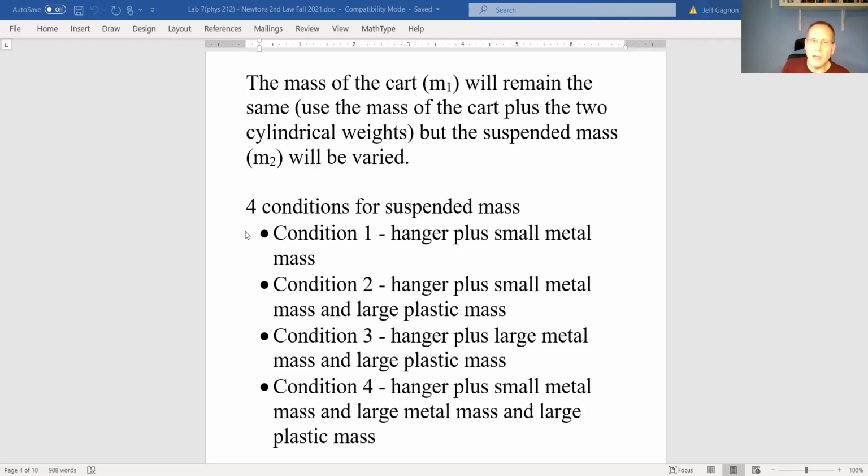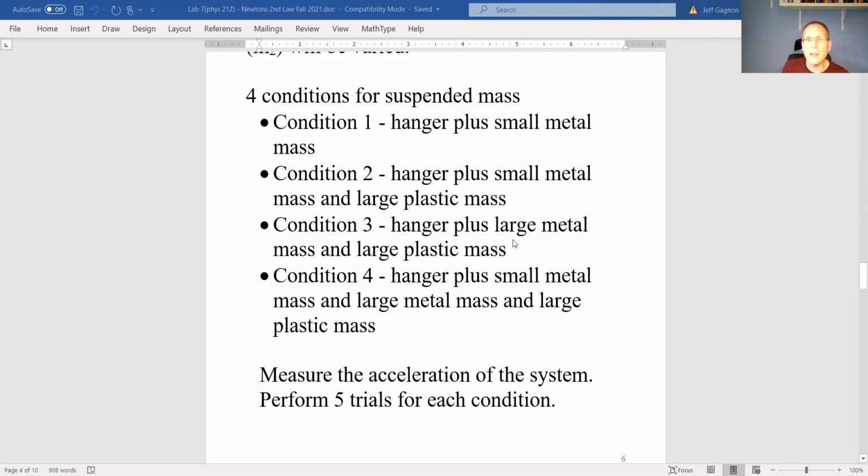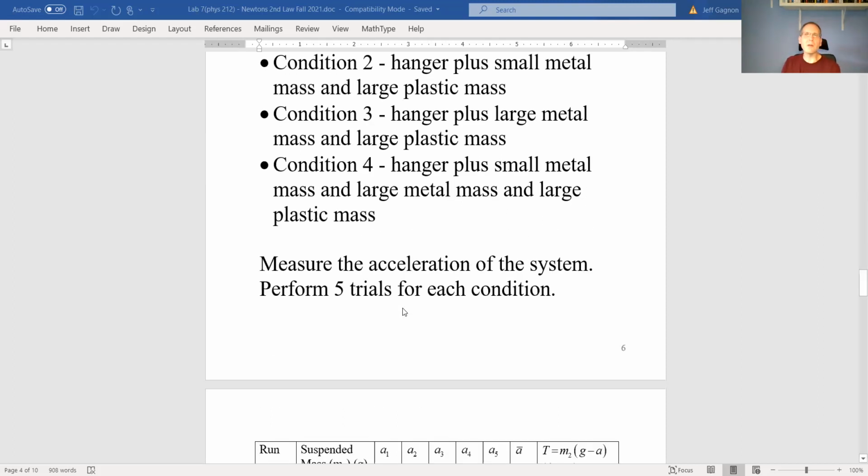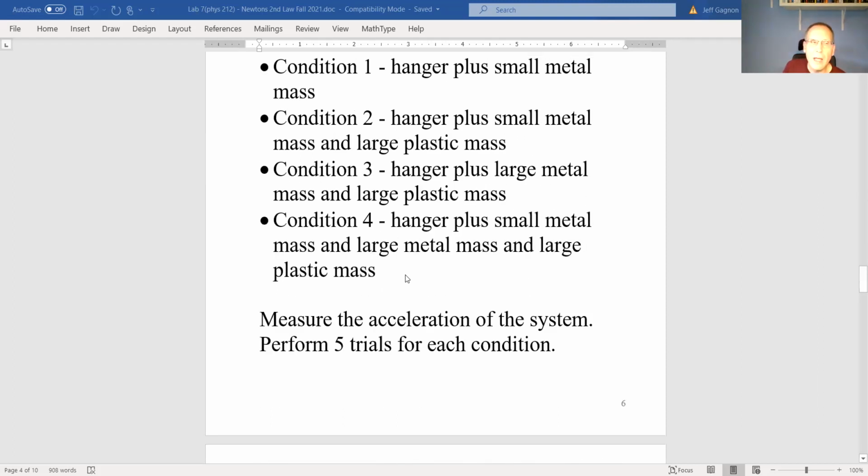The 4 conditions are, we're going to vary the mass of the hanger. So the first condition is the hanger plus small metal mass, right? So it's light. Second condition is hanger plus small metal plus large plastic, so a little bit heavier, a little bit more massive. Then hanger plus large metal and large plastic, so a little bit heavier still. And then hanger plus small metal, large metal, and large plastic, so a little bit heavier. So we're just increasing the mass of the hanger, right?